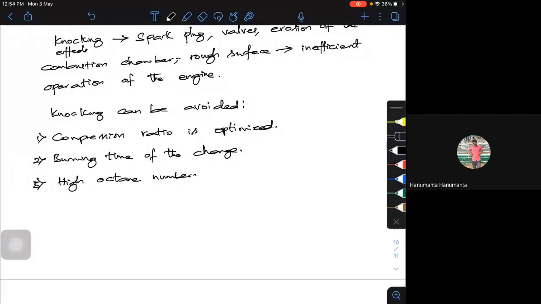If I have a high octane number, your auto ignition or pre-combustion will be reduced as much as possible. You might have seen that some of the auto fellows try to put kerosene instead of petrol. So this is nothing but a low octane number. Even though in your SI engine I can use kerosene, being a lighter fuel, you can see that it gives a lot of knocking, because what will happen?